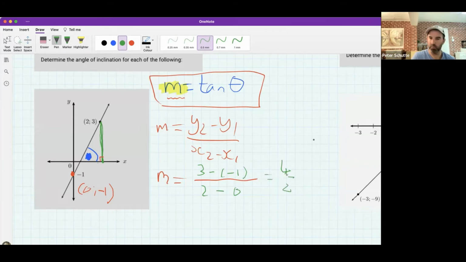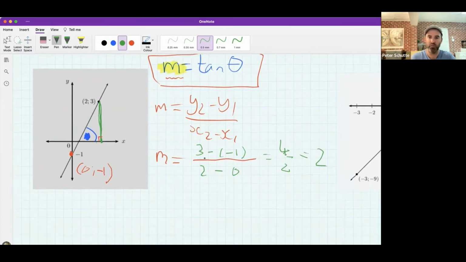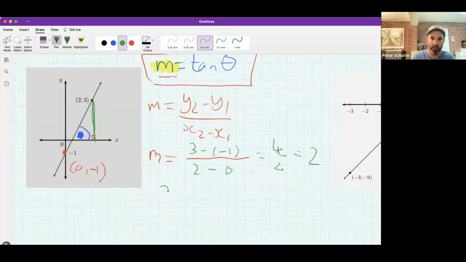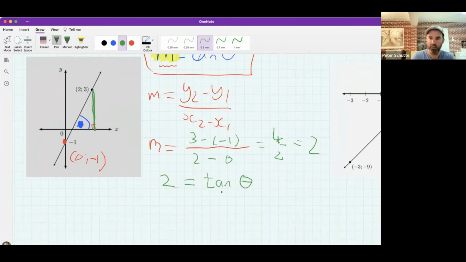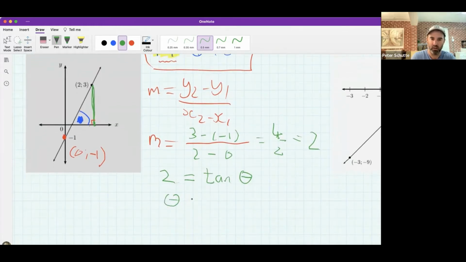My pen is being very weird, but you do get a gradient of 2. Yes. And then if you sub that 2 into the formula, you get this trig equation. And to solve it for theta, you go shift tan 2, and you should get 63.4 degrees as that.